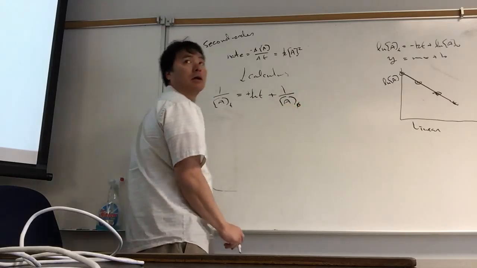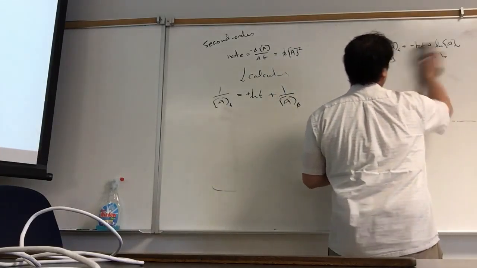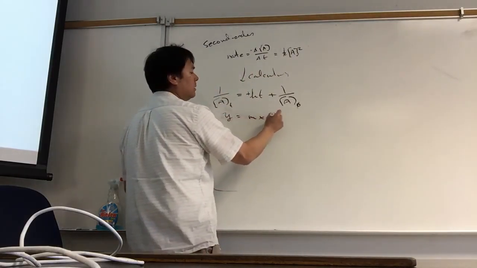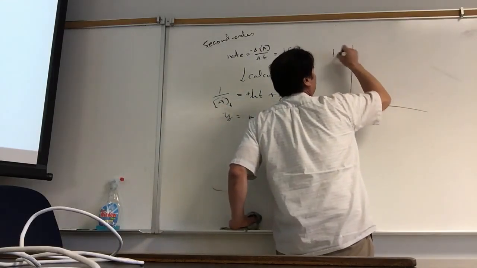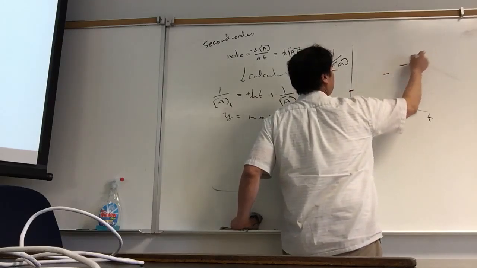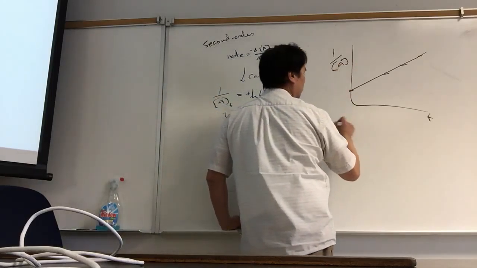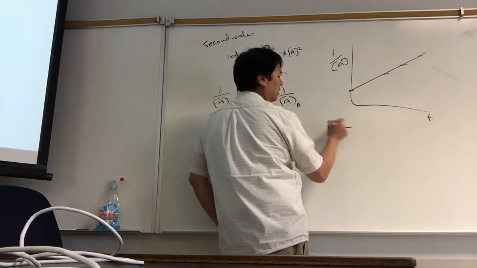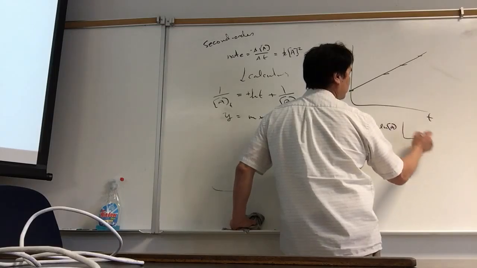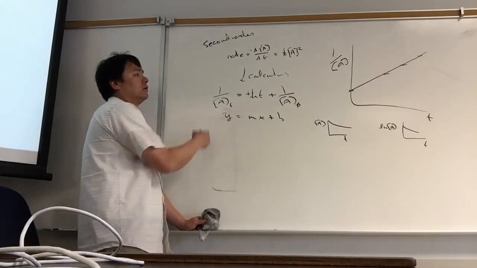And so if it's second order, we make a plot of this, because this is going to be the equation of a line, y equals mx plus b. If we make a plot of 1 over A versus time, it's linear. It comes out a straight line like this. Whereas if it's second order, A versus time is nonlinear, and ln of A versus time is nonlinear as well. And so the only one that's going to be linear is the 1 over A.